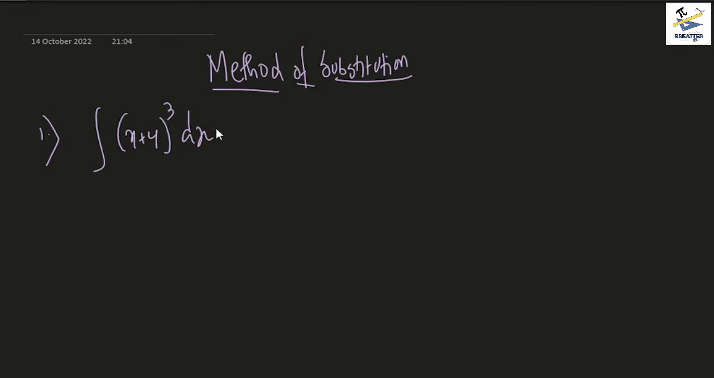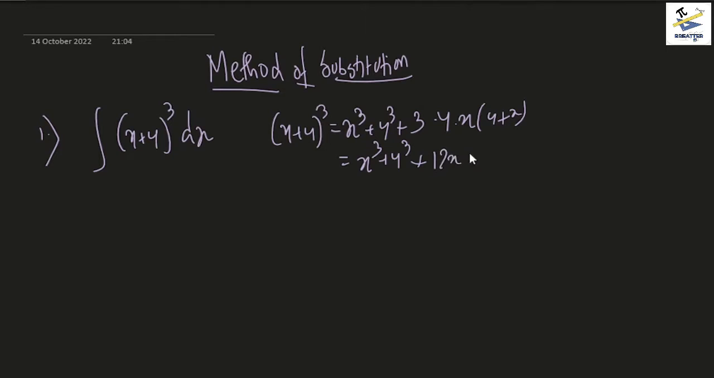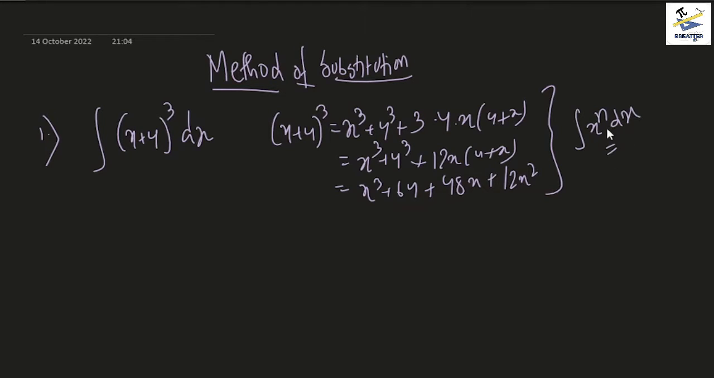Now this problem can be solved in multiple ways. The first way will obviously be that you would try to expand this (x plus 4) whole cube. Like what you can do is use the formula for (a plus b) whole cube and write it as x cubed plus 4 cubed plus 3 into 4 into x into (4 plus x), and what you would get is x cube plus 4 cube plus 12x into (4 plus x), right? So you can break it down as x cube plus 64 plus 48x plus 12x square, and then you can integrate all of the terms separately because all of them are just constant times some power of x, and we very well know that the integration of x to the power n is simply x to the power n plus 1 by n plus 1 plus c, right?